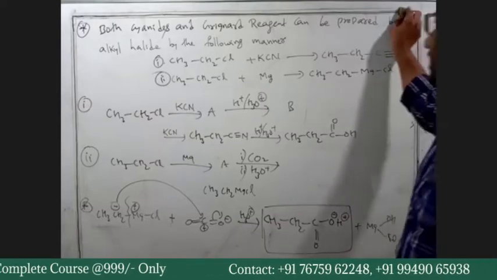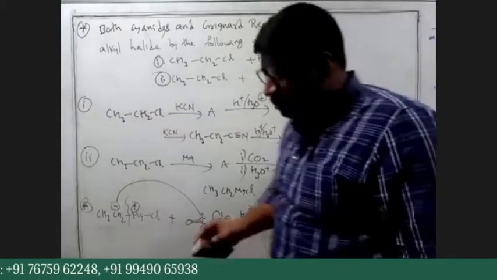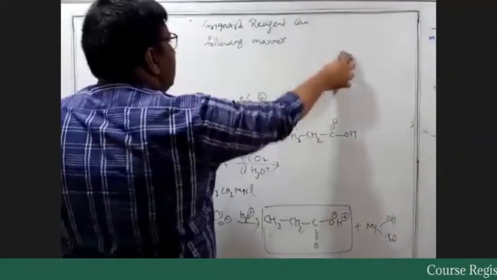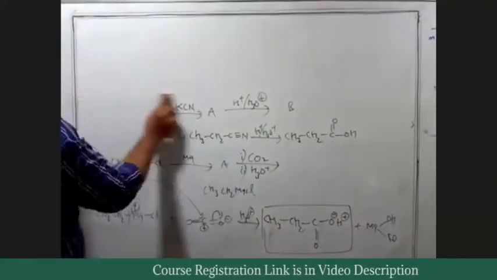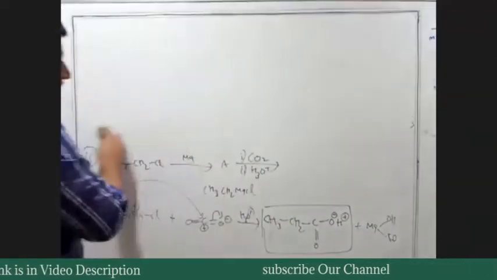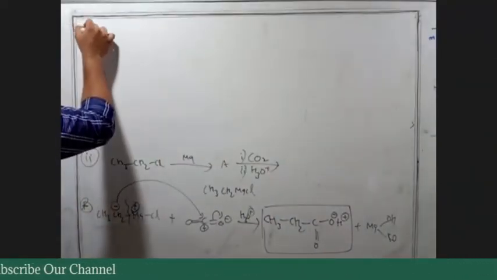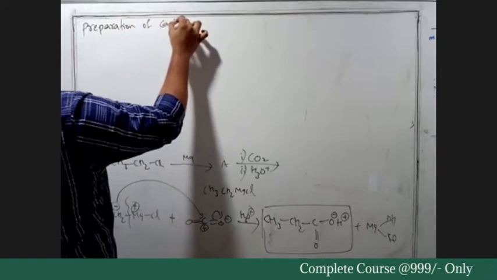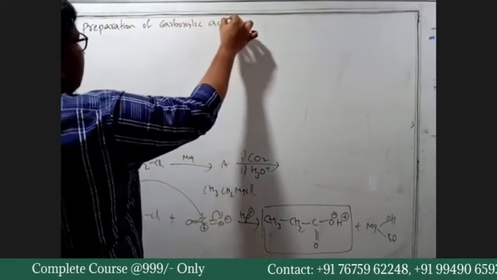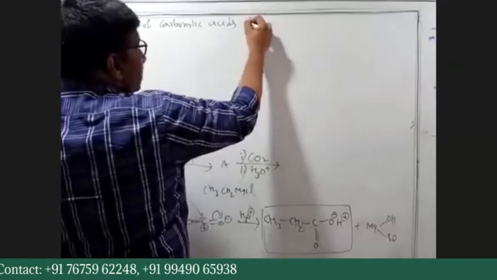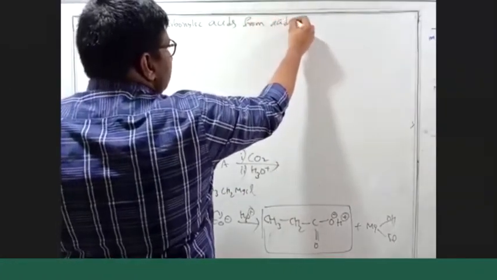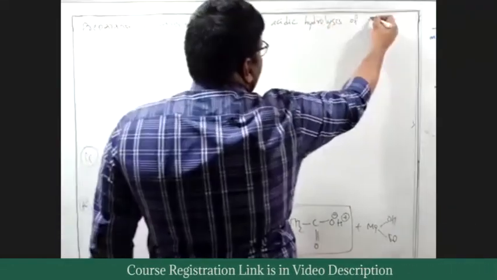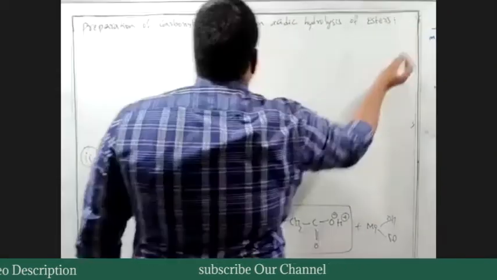So now the next step is the preparation of corresponding carboxylic acids from esters. Preparation of carboxylic acids from acidic hydrolysis of esters.